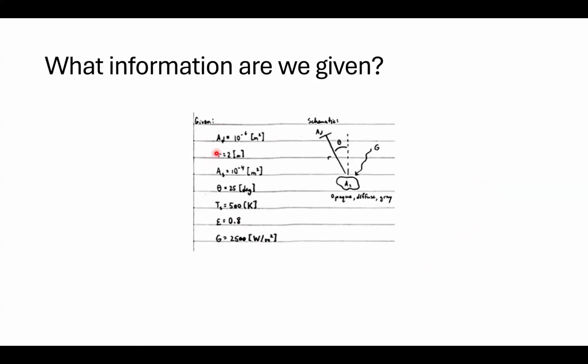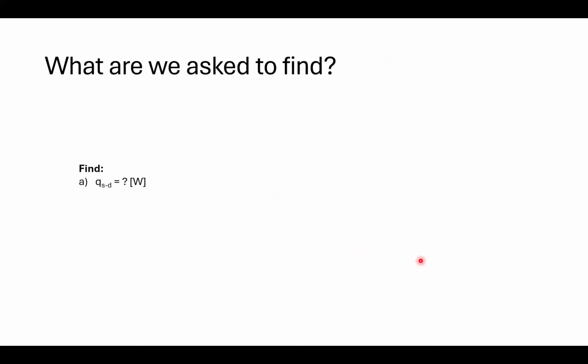So again, here's what we're given. We're given the detector surface area, the surface area of the radiating surface, the distance between the two surfaces, the angle between the normal components of each surface. We're given the temperature of the radiating surface, the emissivity, and the surface irradiation. And once again, we're trying to find the total radiation that the detector observes coming from the surface.